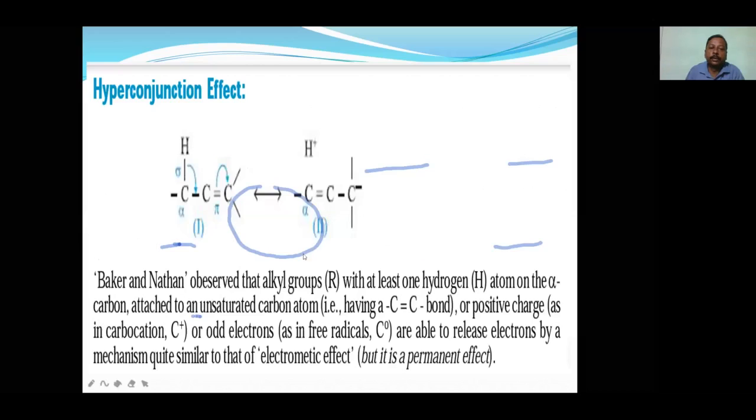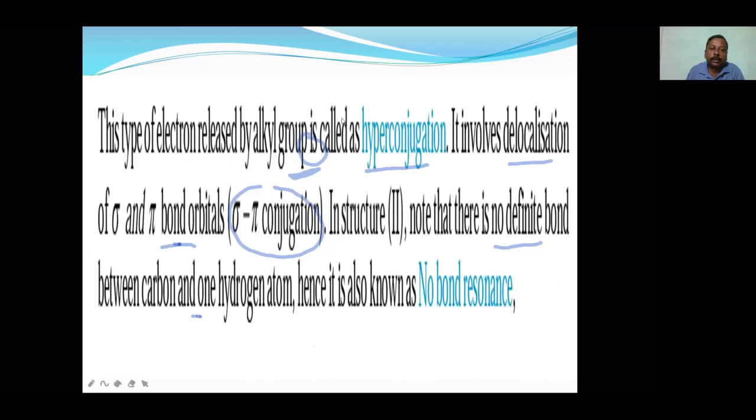See here, it is just hanging. I will point this out: this hydrogen and this carbon, there is no bond between them. So that's why this is called no bond resonance. What is it called? No bond resonance. What are the names we gave? Baker-Nathan effect, hyperconjugation effect, sigma pi conjugation, and no bond resonance. These are the names given to the hyperconjugation effect.